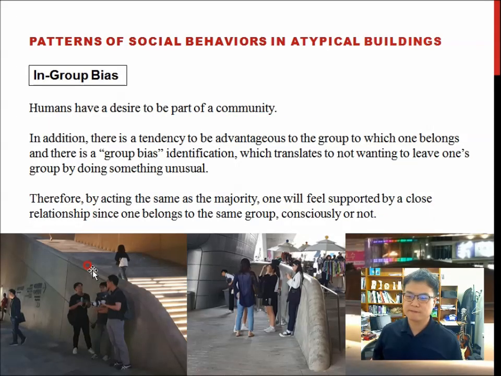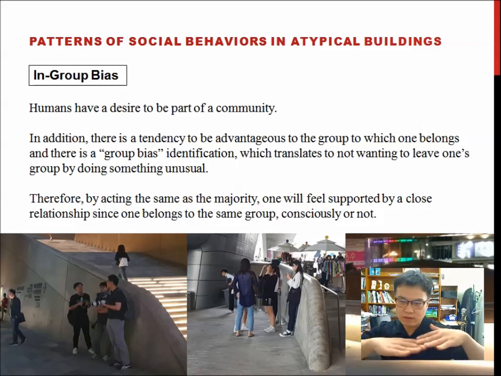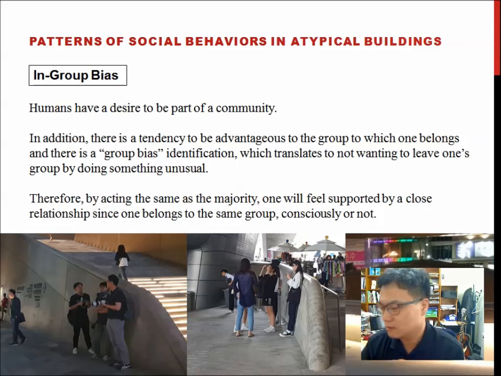The in-group biases. Humans have a desire to be part of the community. Look at this image: there are groups, and each group has a pattern. We want to go and be a part of them. We have a desire to be a part of the community.